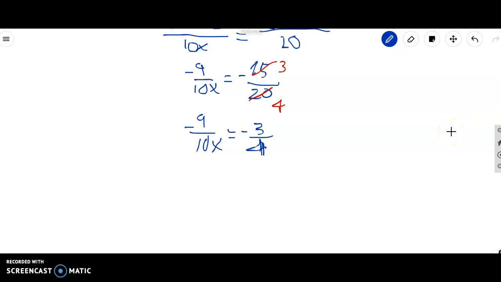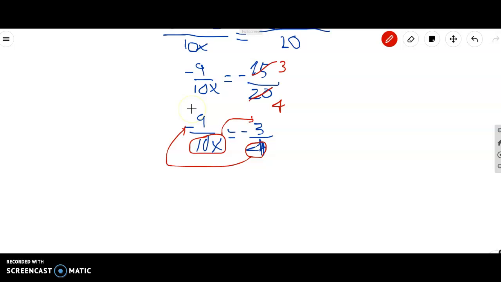Minus 3 over 4. Now, guys, here we have a fraction equals another fraction. We can use a trick to solve this equation. This denominator, 10x, comes to multiply the 3. All right, we cross multiply, and this 4 comes to multiply the minus 9.